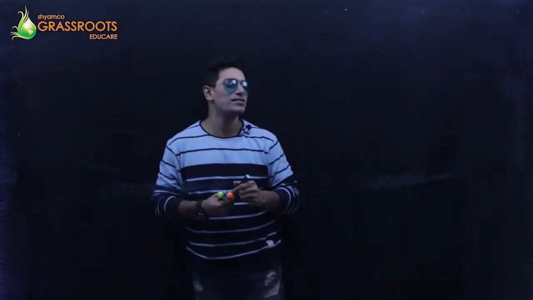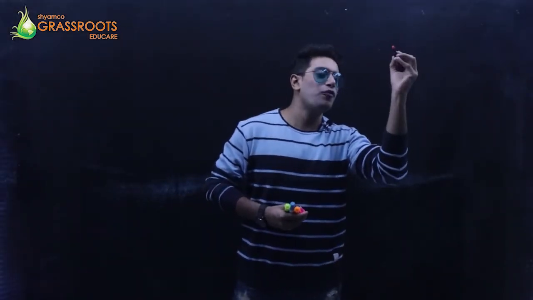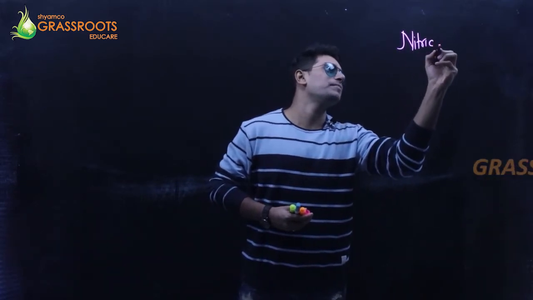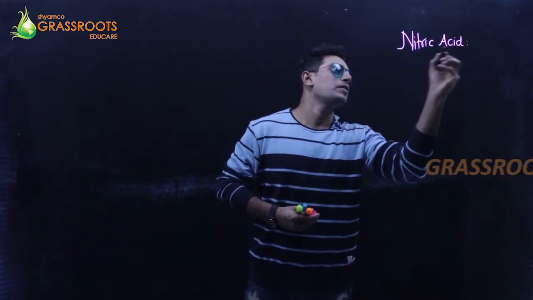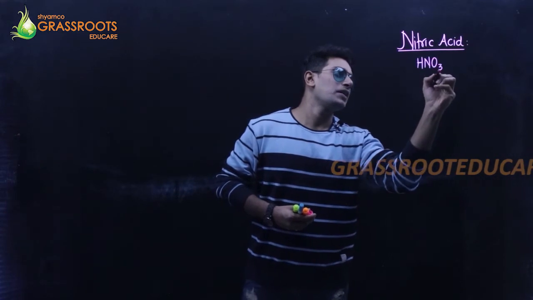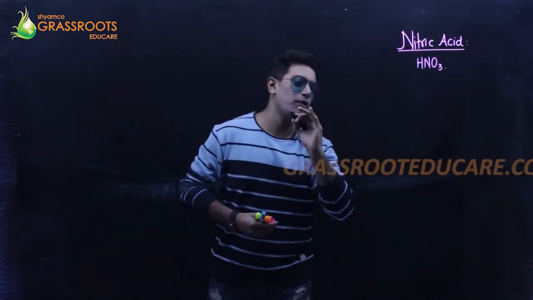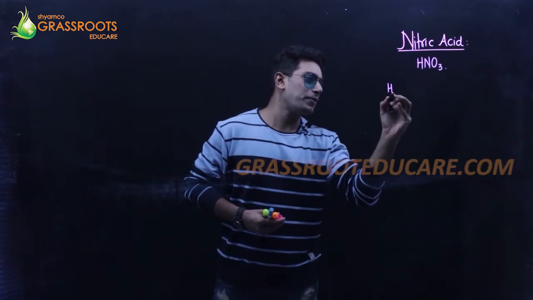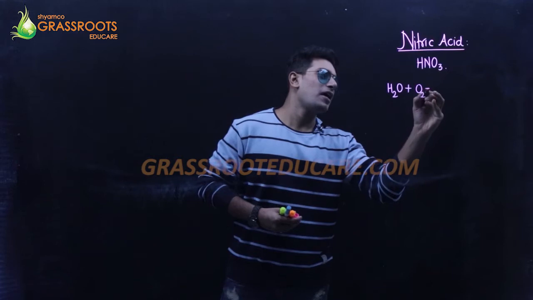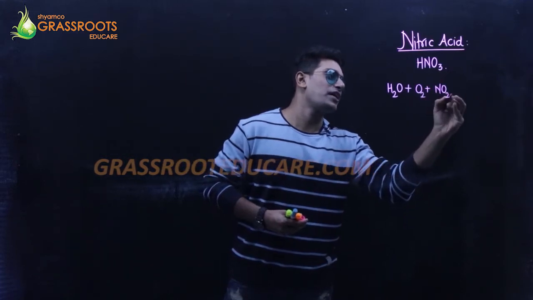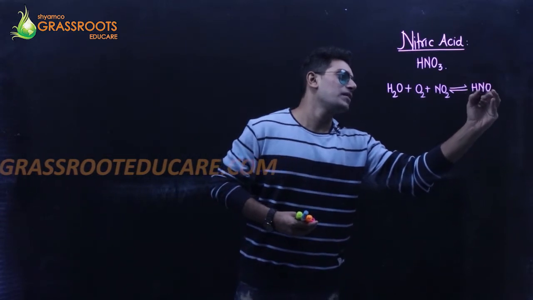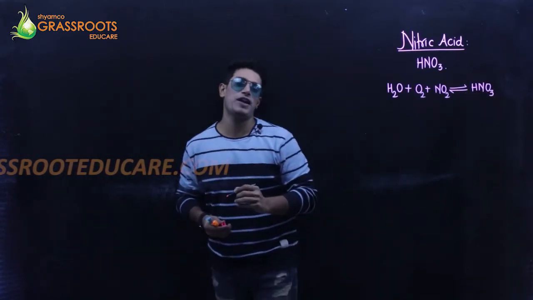How does it start? It is all from this one. So I start with the chapter called Nitric Acid and the formula is HNO3. Keeping it very simple. Water vapor reacts with oxygen and NO2, nitrogen dioxide. However, it's a reversible reaction forming nitric acid. This is a simple method of preparation of nitric acid.